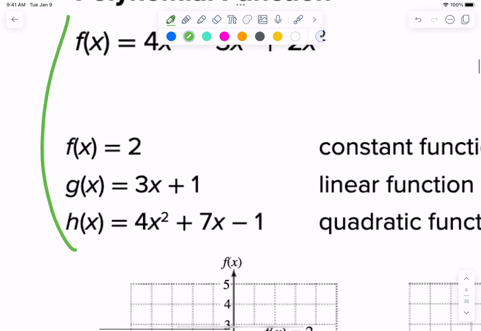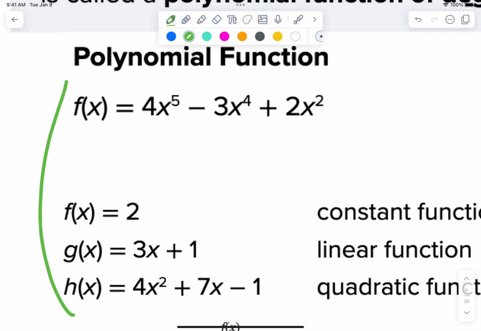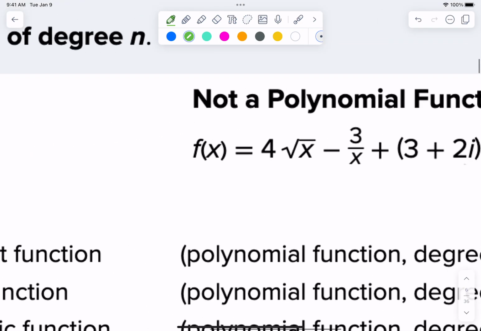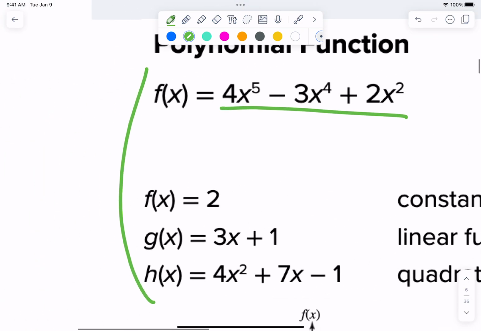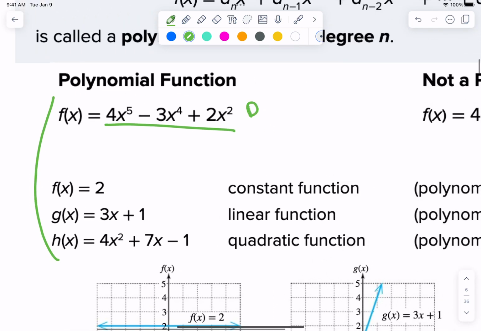These are different polynomials. This is a 5th degree polynomial. Let's say degree and the leading coefficient. My algebra kids are doing this right now. What's the degree? Oh, I said 5th degree. What's the leading coefficient here? 4.